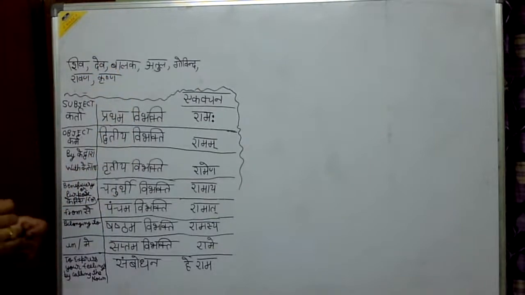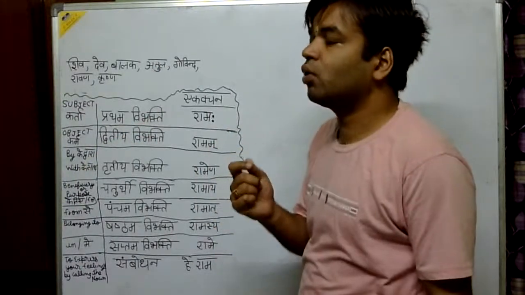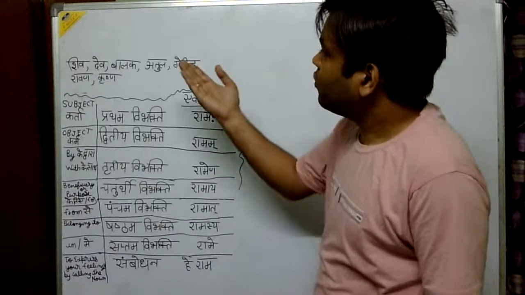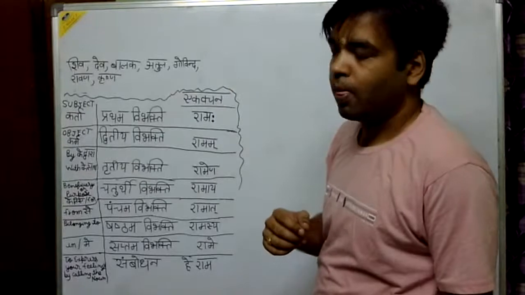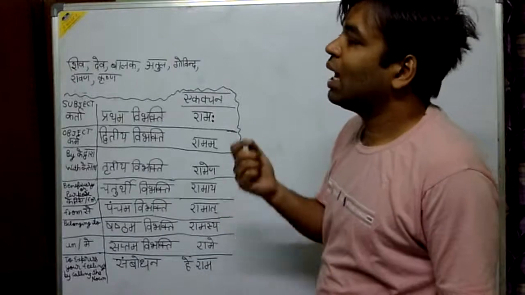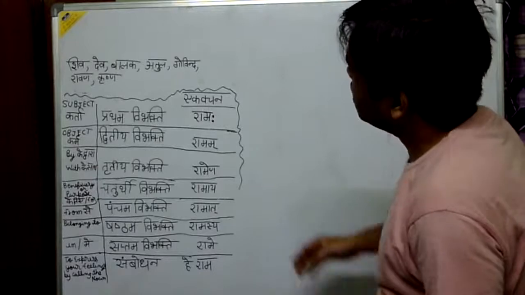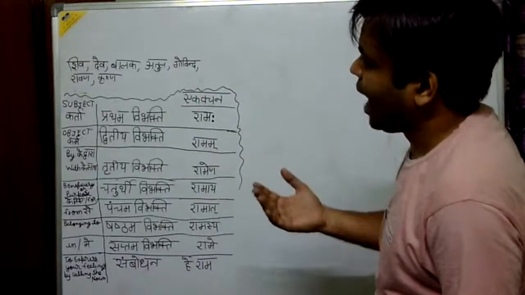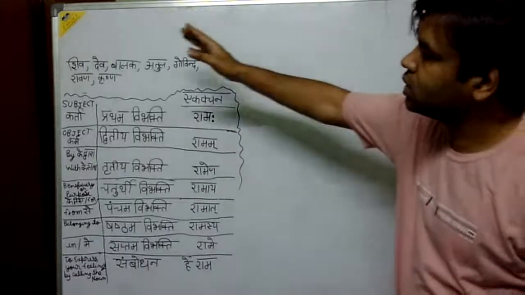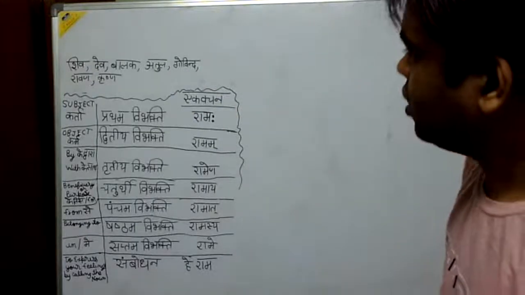So all these words which end with the sound a, but only those words should be nouns. Words which end with the sound a and are nouns, you can write the Shabd Rupas of those words using the Shabd Rupas of Ram. As you make the Shabd Rupas of Ram in Ekvachan, Dvivachan and Bahuvachan, you can write the Shabd Rupas of these names also. Now we'll move forward.